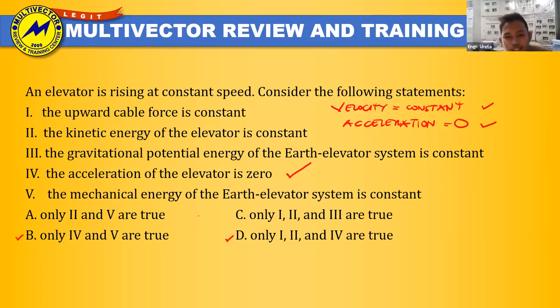Okay? So doon naman sa statement 1, the upward cable force is constant. So check din yan. And the kinetic energy of the elevator is constant. Sir, ano ba yung formula ng kinetic energy? Kinetic energy is 1/2 mv squared. Sige, sulat ko na lang din. Ngayon, kapag constant yung kinetic energy ko, dapat constant din yung velocity ko. Therefore, analogous lang siya. Ang hidden thought ng ating statement 2 is constant velocity din, kasi nga, constant yung kinetic energy natin.